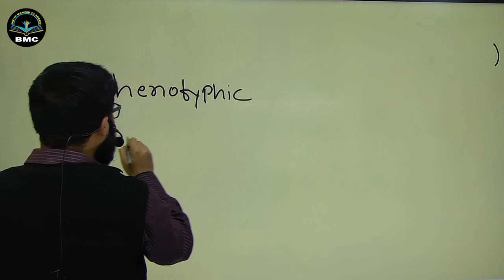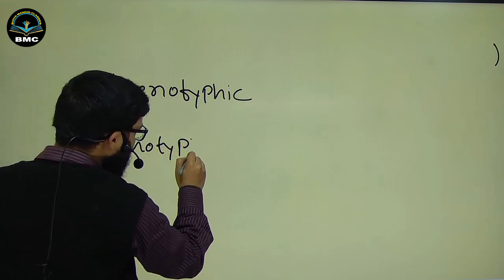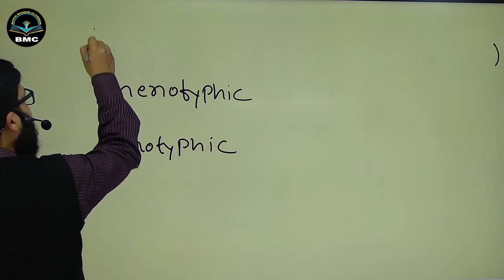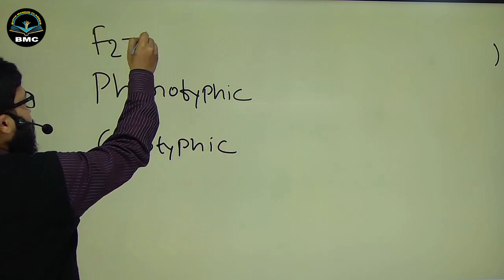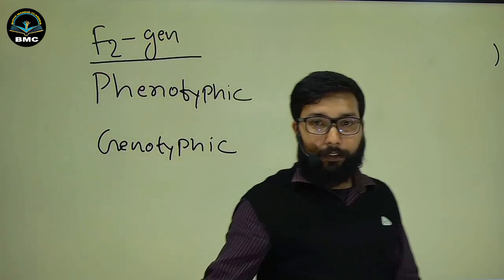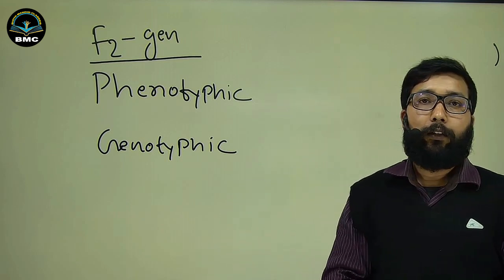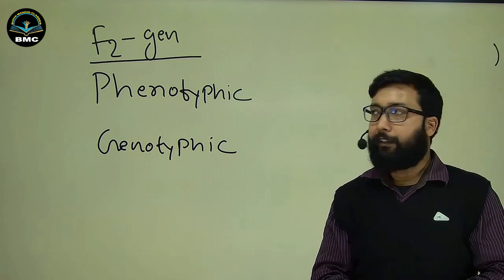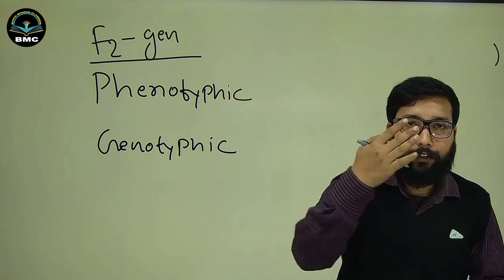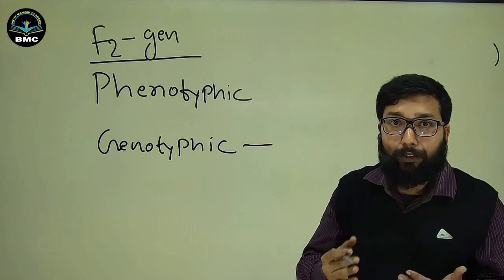Phenotypic character and genotypic character in the F2 generation. Remember, we have to write the F2 generation, okay? Now, what is the phenotypic character? Phenotypic character is a character which is seen in the individual from the morphological structure. It means basically the phenotypic character is what is externally seen. And in the genotypic character, we are knowing about the gene. What is the gene makeup?